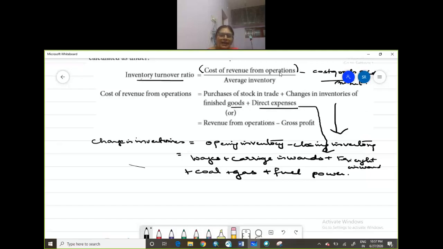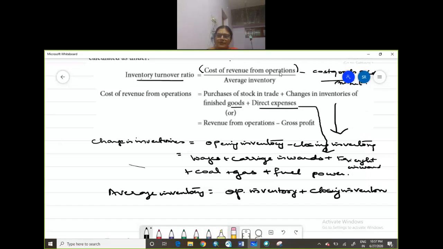Now, how to calculate average inventory? Average inventory is nothing but opening inventory plus closing inventory divided by 2. That is your average inventory.